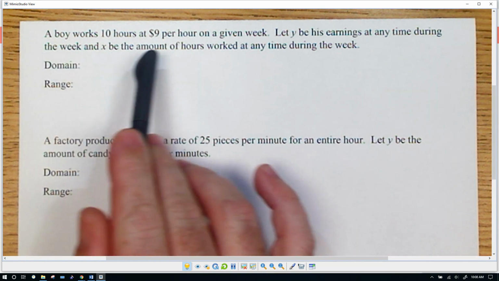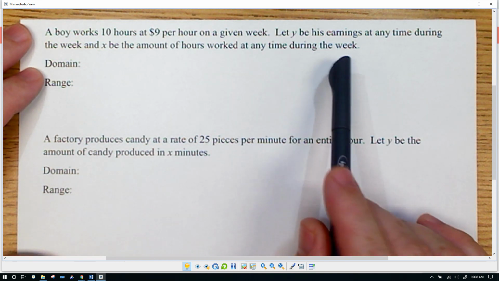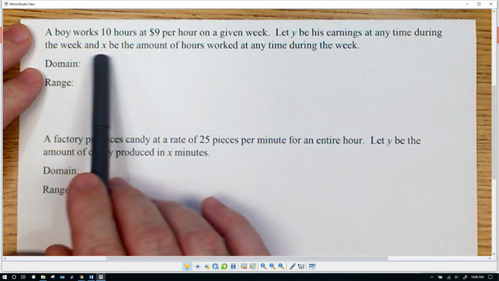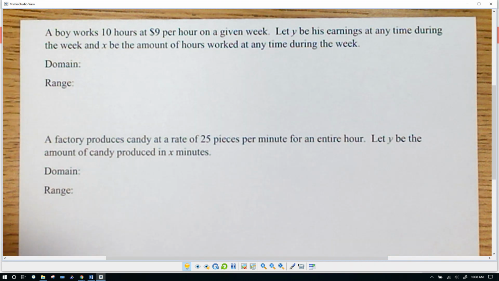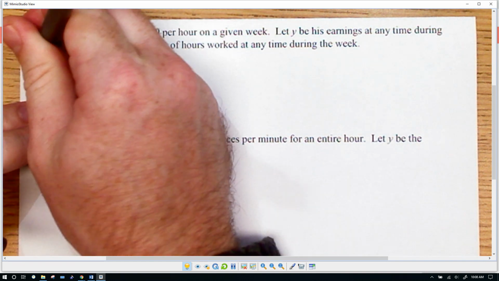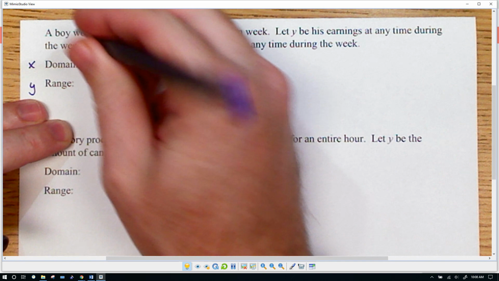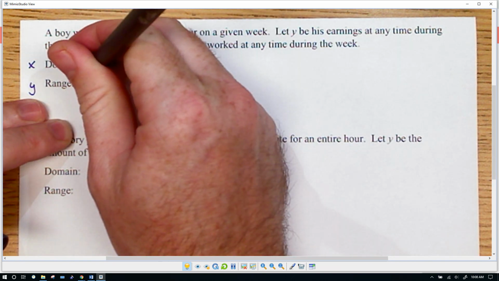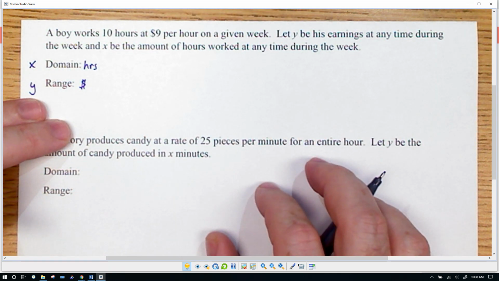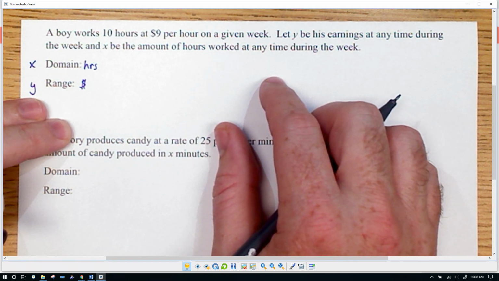We have a boy who works 10 hours at $9 per hour in a given week. Let Y be his earnings at any time during the week, and X be the number of hours worked at any time during the week. Okay, so domain is the list of all the X's, the range is the list of all the Y's. It says X is the hours, so domain is our hours. Range is the money that he's earning. And again, what we want to do is write the lowest to the highest. So I'm going to show us interval notation first.